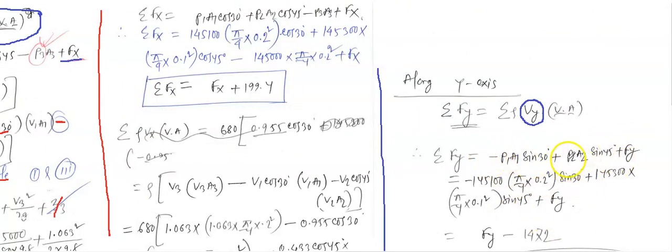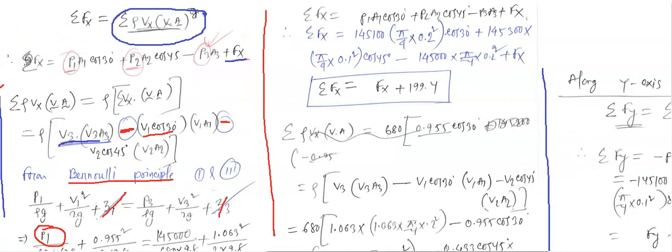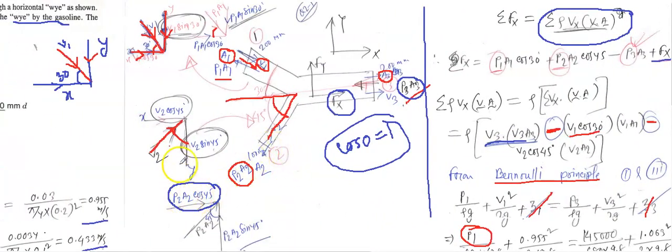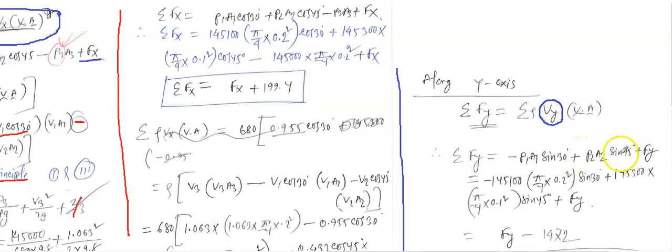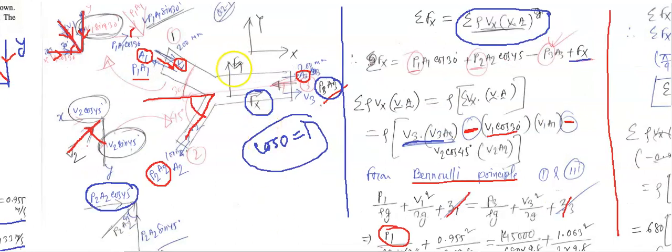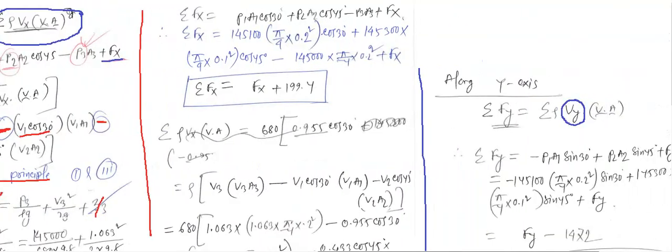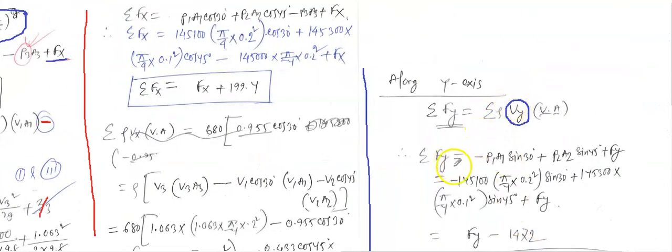This is for P2 A2, that means this is for section 2. Let's check for section 2. You see this is the force, it is acting this way. This is the positive y direction, so plus P2 A2 sine 45, and Fy. So the Fy is this force. We have no force at section 3. So if you see here, we wrote all of these forces. We know pressure P1, P2, P3. We know area.